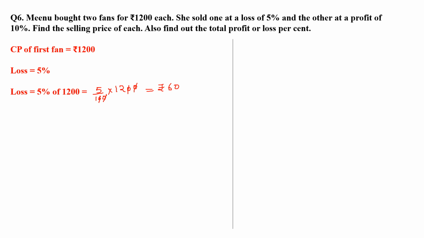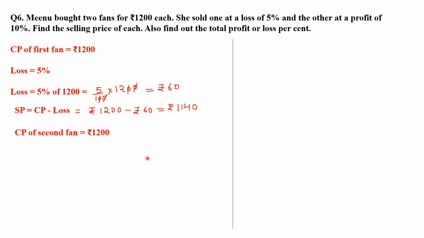So how to find the selling price? The formula to find the selling price is cost price minus loss. And from here I can get my selling price for the first fan. So it is 1200 rupees minus 60 rupees, and if you subtract it you will get 1140 rupees. So for the first fan the selling price was 1140 rupees.